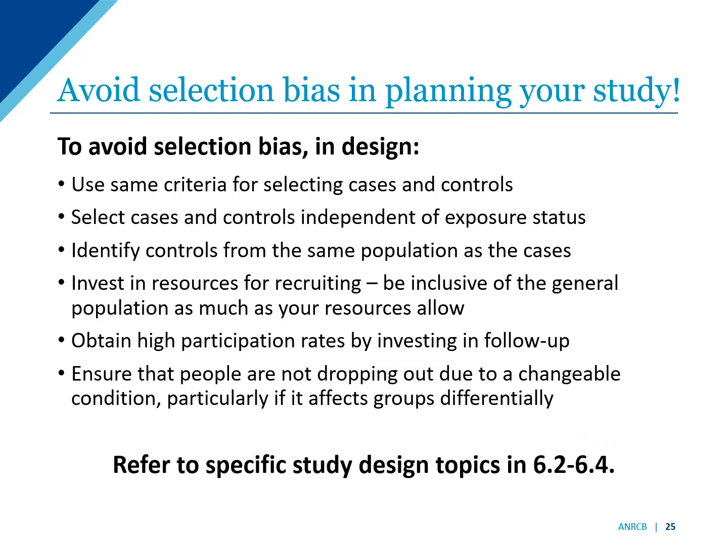To avoid selection bias in your study, use the same criteria for selecting cases and controls. Select them independent of exposure status. Identify controls from the same population as the cases, and invest in resources for recruiting. Be inclusive of the general population as much as your resources allow.